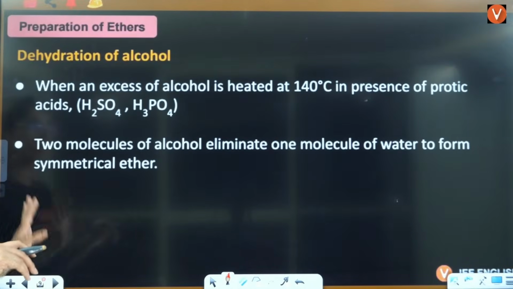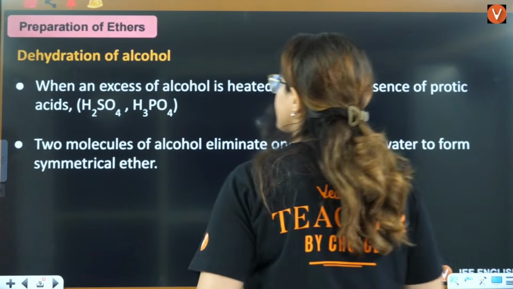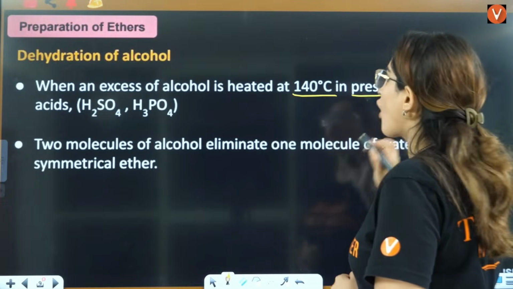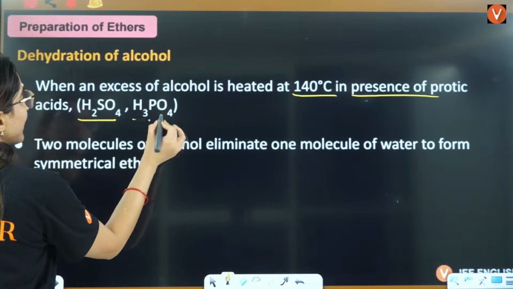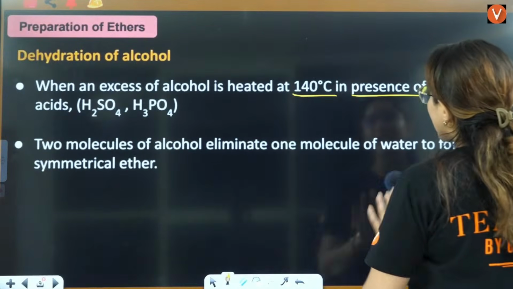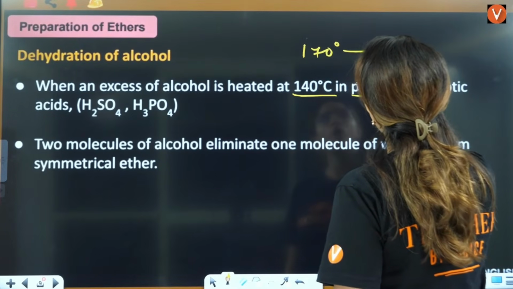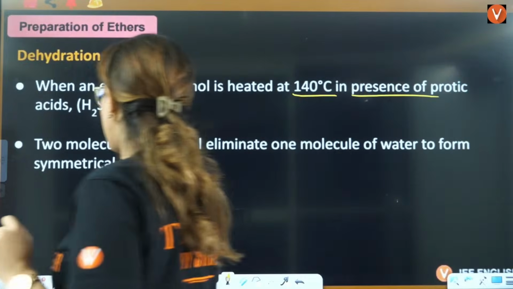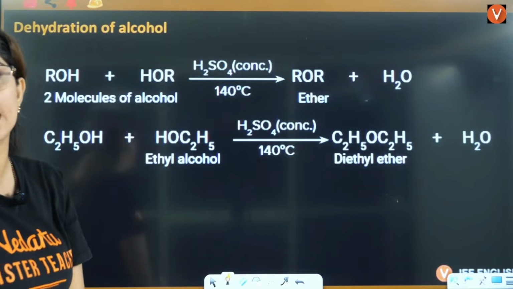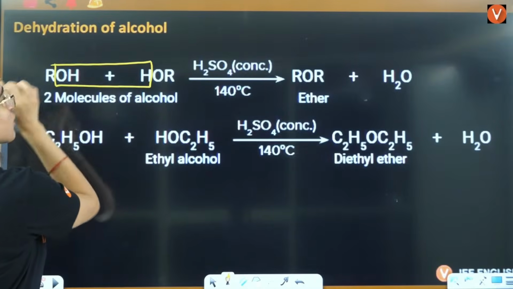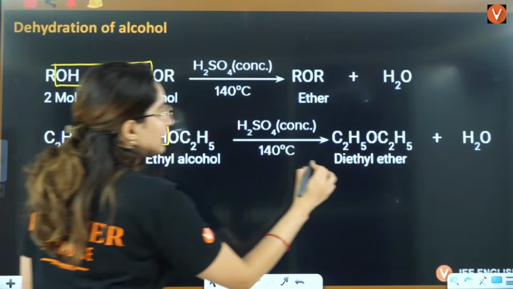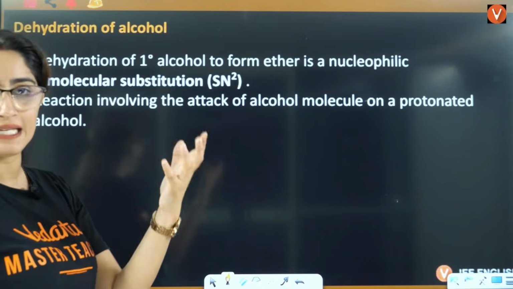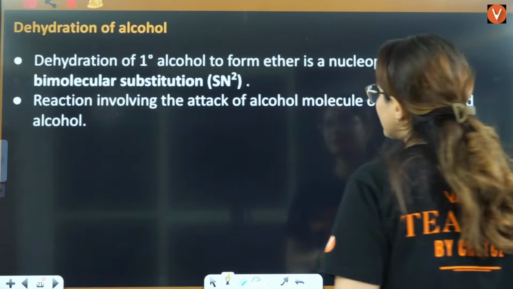Okay. Now let's understand dehydration of alcohols. When an excess of alcohol is heated at 140 degrees Celsius in the presence of protic acids like H2SO4, H3PO4, dehydration will take place. See, if it is at 170 degrees Celsius, then alcohol will be converted to alkene, that we have seen previously as well. But if it is at 140 degrees Celsius, then alcohol will be converted to ether, especially 1 degree alcohol. So for 1 degree alcohol, you will have the elimination of water from here, and that will be converted to ether here. 2 degree and 3 degree, because of steric hindrance, will give you alkene. So you can say dehydration of 1 degree alcohol to form ether is an SN2 attack.